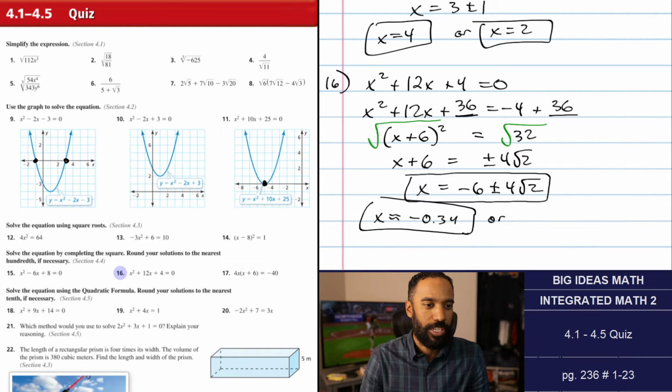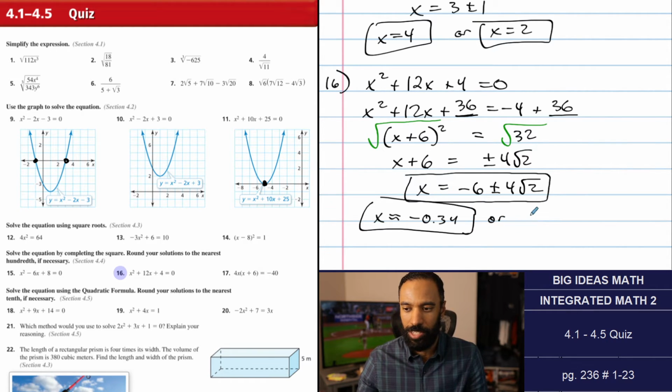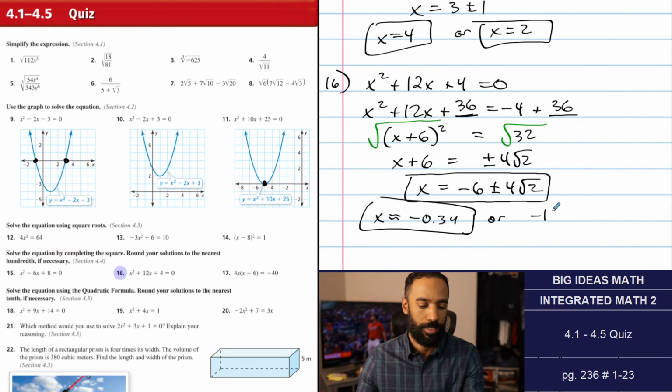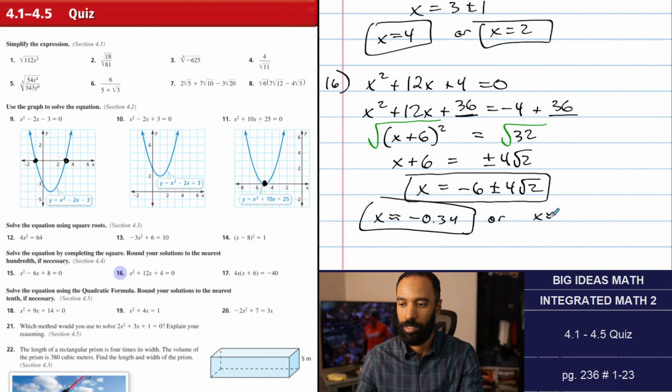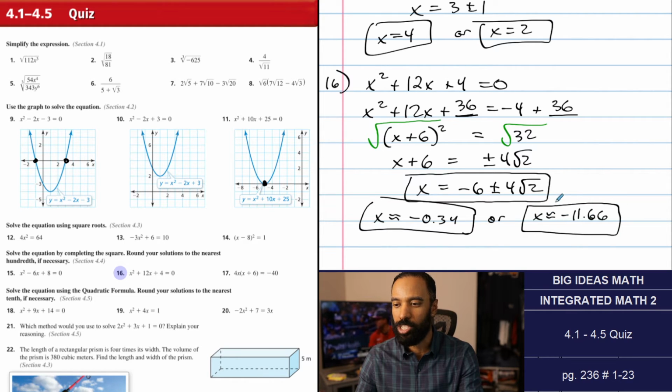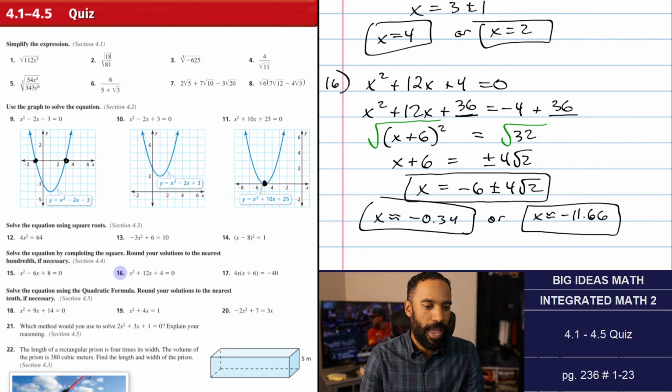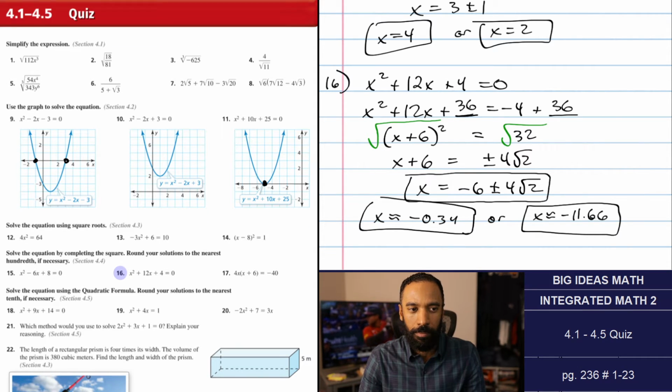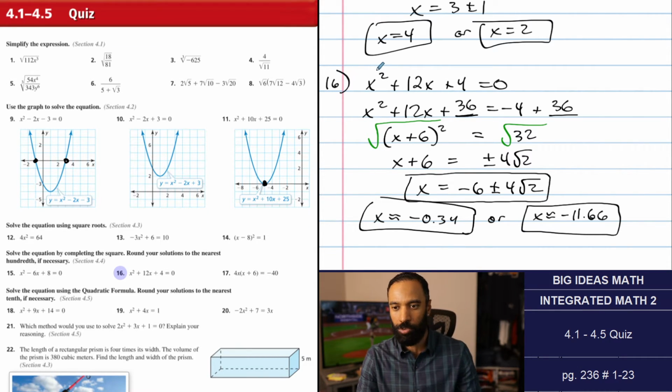Or negative 6 minus 4 root 2 is negative 11.66 when rounded. So those are the two approximated answers for that. I don't know if there were any answers before that they asked me to round. No. Nor was anything irrational for solutions.